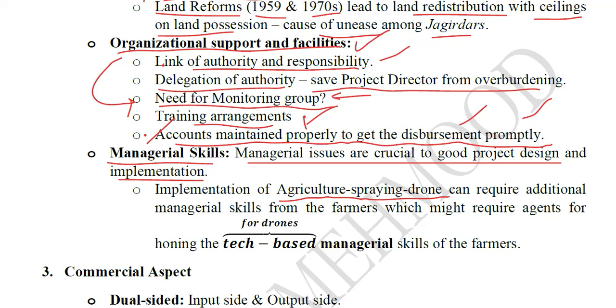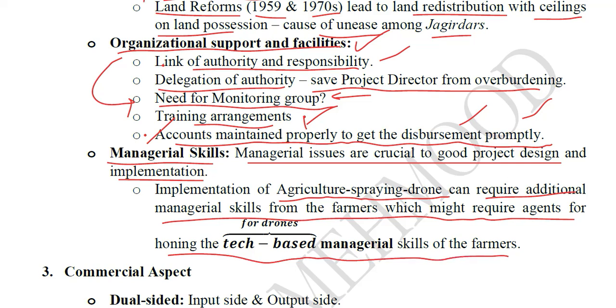So this thing can require additional managerial skills from the farmers, which might require agents for honing the technical base skills of the managers. If this training is to be given to the farmers who are working under the project, it requires another training, and in addition to that training, they should be taught by some agents, some trainers, and that should enable them to be better managers of their farming skills, and that is in this case a technical based managerial skill.